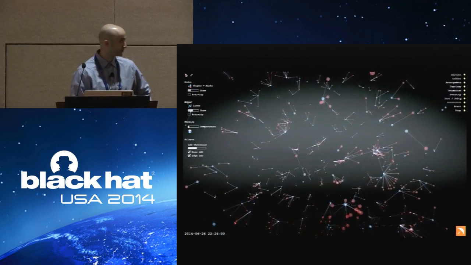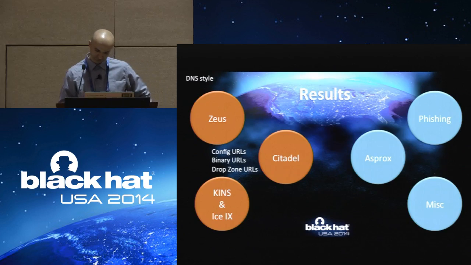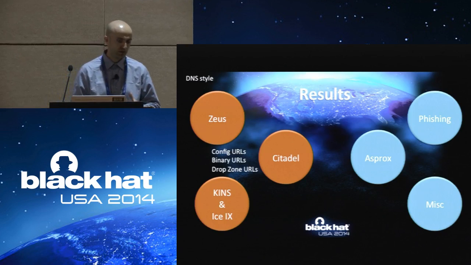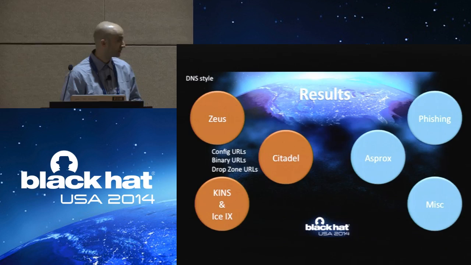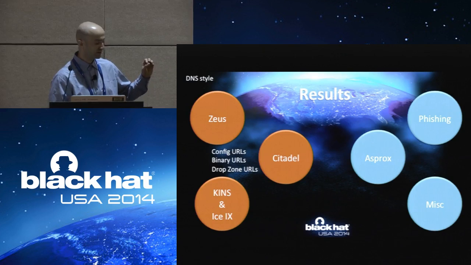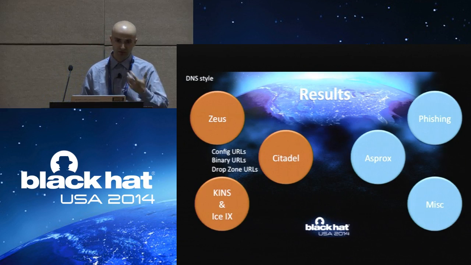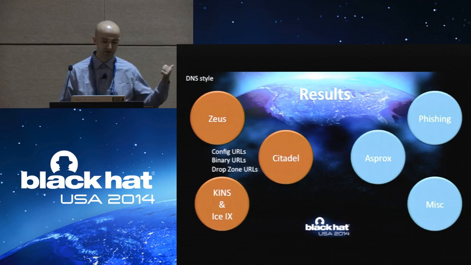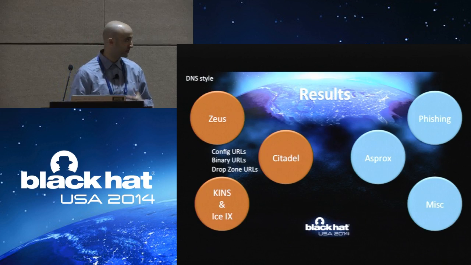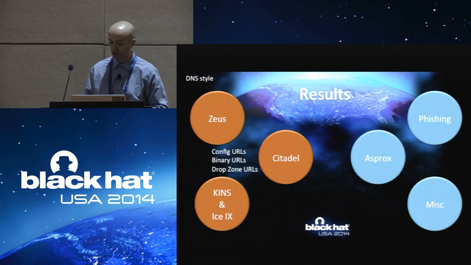So the next step is to look at the results here. Once we discovered these domains with the methods we introduced, we were interested in seeing how these domains were used. Were they just simple things or some advanced malware? In this slide, we show that there are Zeus variants CNCing back to these domains, and these domains were serving three types of URLs. So we have generic Zeus, Citadel, Kins, and Ice9. On the other end, you have ASPROX type beaconing traffic, but also some phishing URLs use some of these domains, and some miscellaneous cases we'll cover.